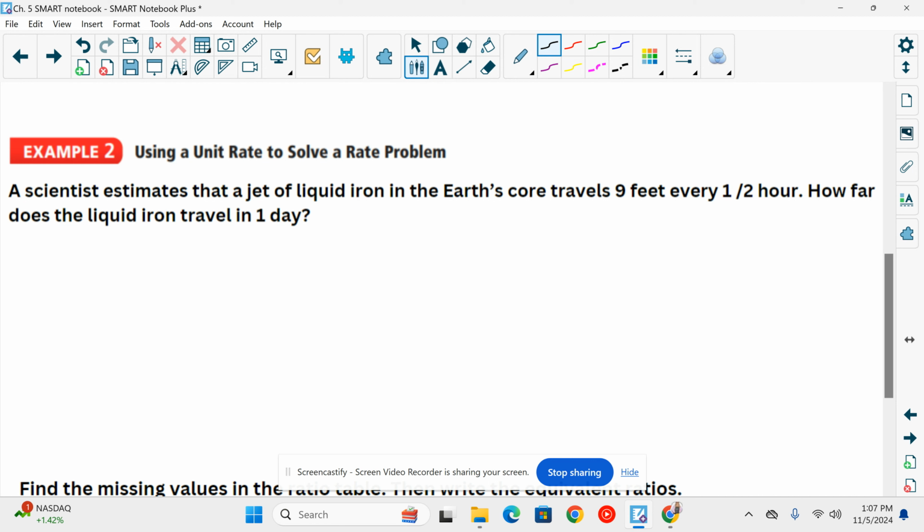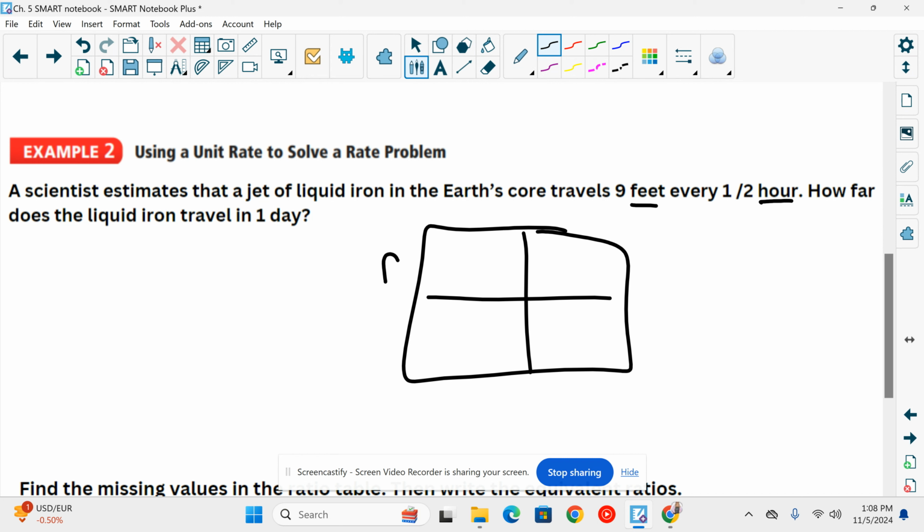this. All right, so let's look. What are the two things you're comparing here in your ratio? Time and distance. Okay? So we've got feet to hours. All right, so I'll start making my ratio box like several of you did. I got feet to hours. I've got 9 feet in half an hour. And then I look at the question, how far does the liquid iron travel in 1 day? We're talking about 24 hours. Well, how many hours are in a day?